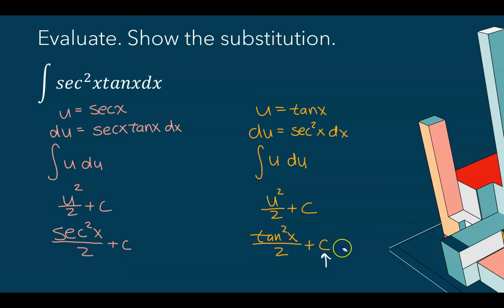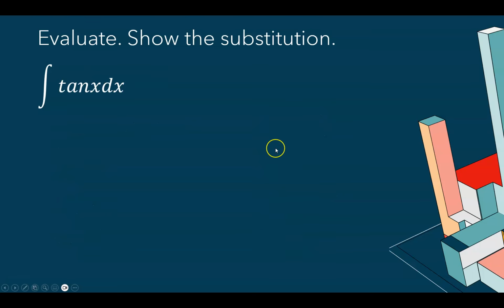If you don't believe me, graph both secant squared x over 2 and tangent squared x over 2, and you'll see they're the exact same shape curve. They have the exact same derivative or instantaneous rate of change everywhere, just one is higher than the other. So you could add 1/2 or subtract 1/2 to move things around.